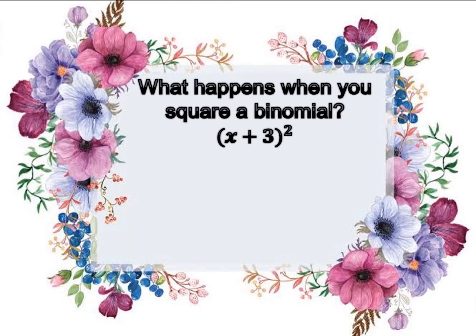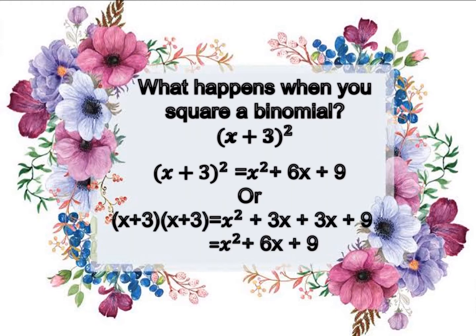So let us start with the first question. What happens when you square a binomial, x plus 3 squared? So what will be the product if you are going to square x plus 3? That is x plus 3 times x plus 3, which is equal to x squared plus 6x plus 9.